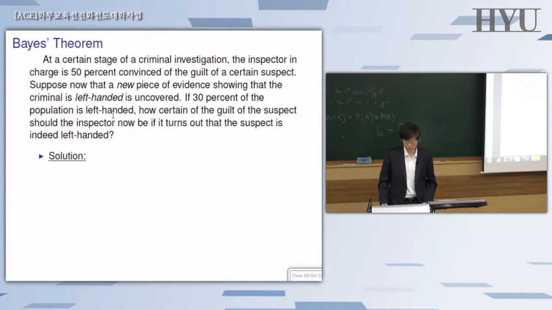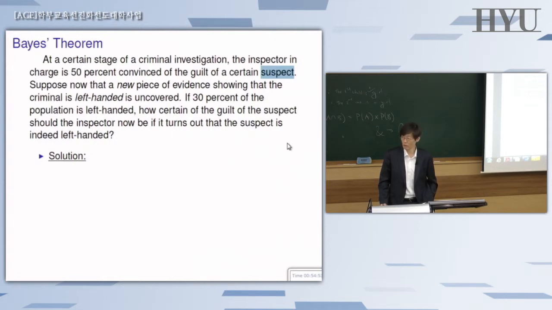And then this inspector in charge is only about 50% convinced that this suspect is guilty. You know what a suspect is? Someone who's believed to have committed that crime, but it's not certain. Maybe he didn't. Maybe he did. So that's a suspect.